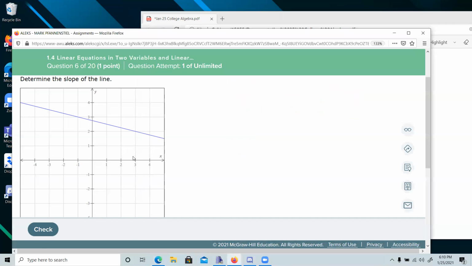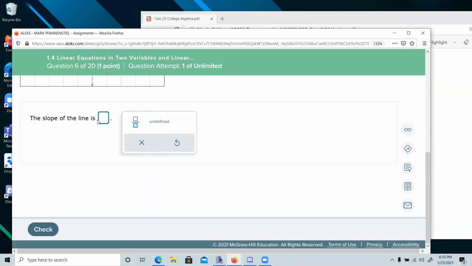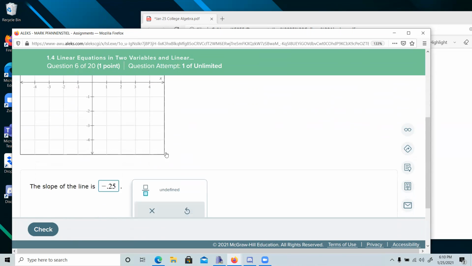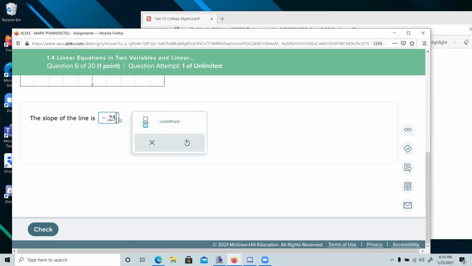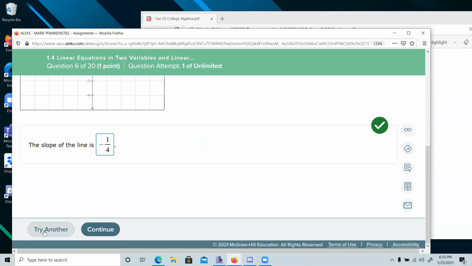All right. So let's check, right? -1/4, -1/4. And you know what? I will bet that if you give it a decimal, they'll tell you that that's just fine. Okay. Oh, write your answer without a decimal point. They're not going to tell us it's just fine. Fine, it's 1/4. All right.